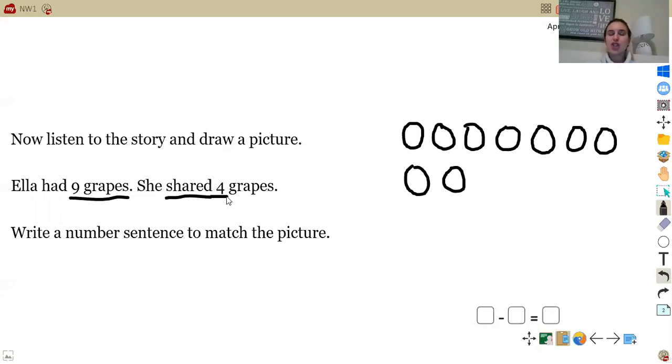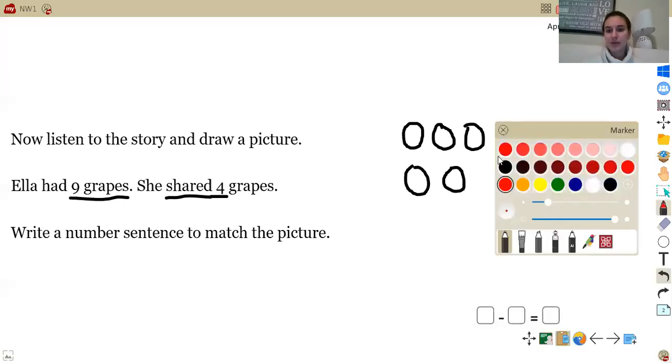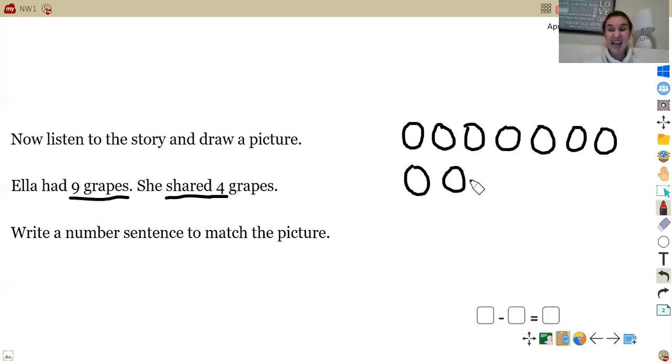So when you share, are you getting more grapes? Or are you giving a friend some grapes? If you said you were giving them to a friend, you are correct. And I know that when we are giving something, we're taking it away from our group. So we need to go ahead and X out 4 grapes. So I'm going to use a red marker. I'm going to X out 4.